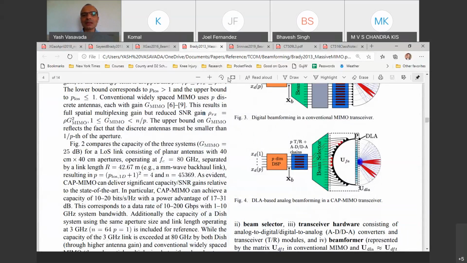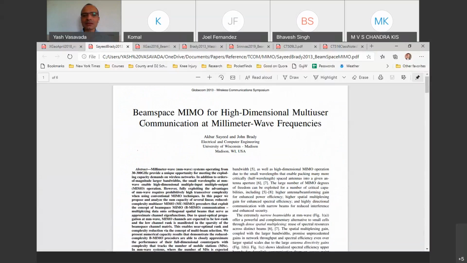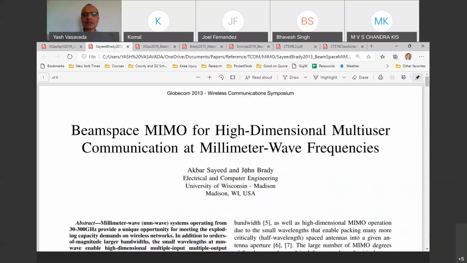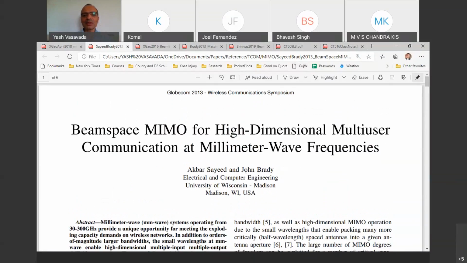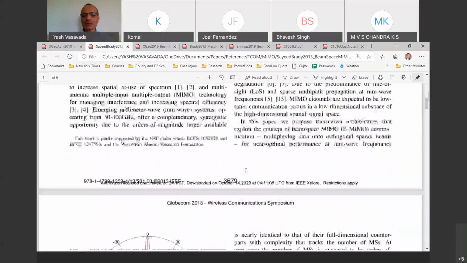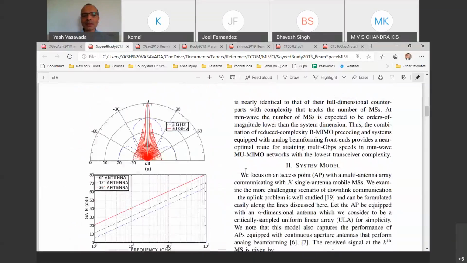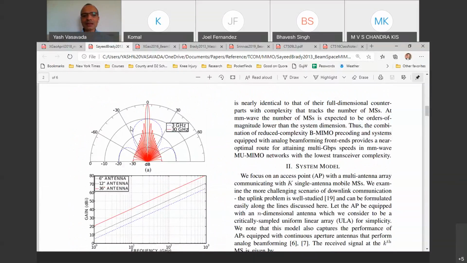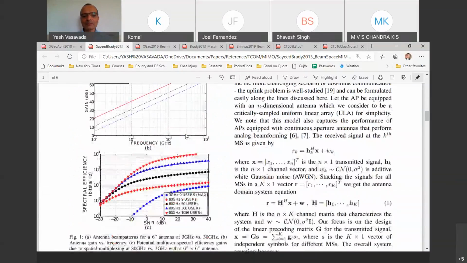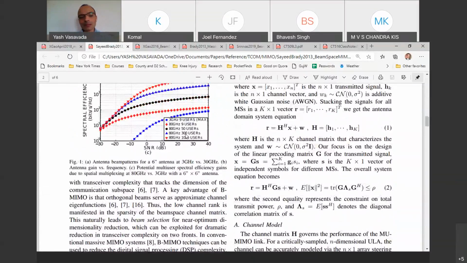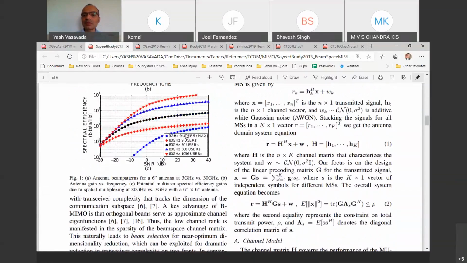So let me present one more paper, which is actually along the same line. It's in fact written by the same authors, and it is expanding on the same theme. It appeared in Globecom 2013. They are showing the beams as they are formed by this DFT-based processing.